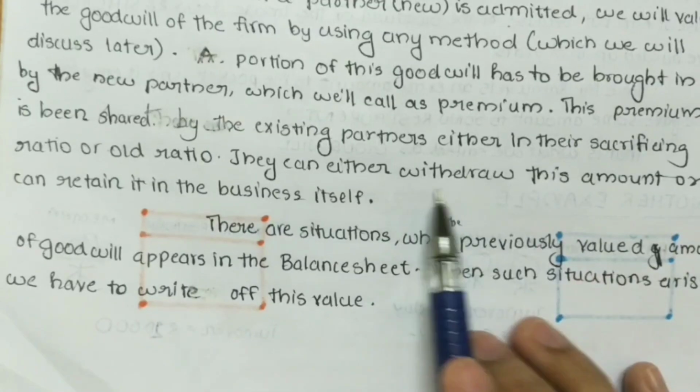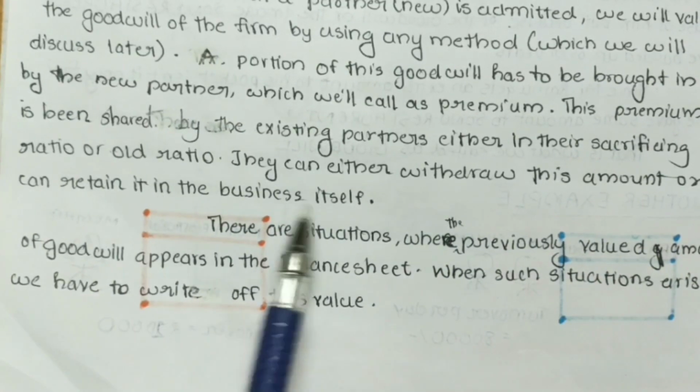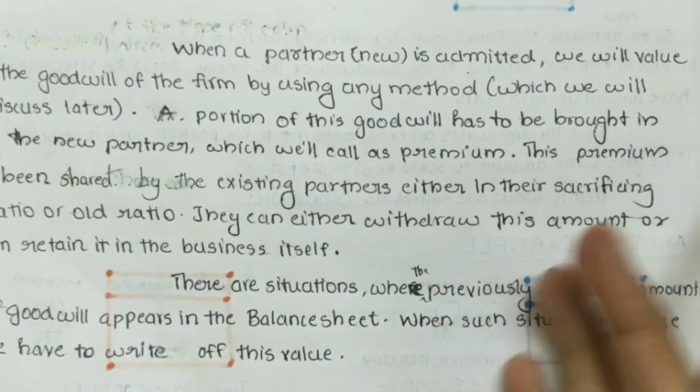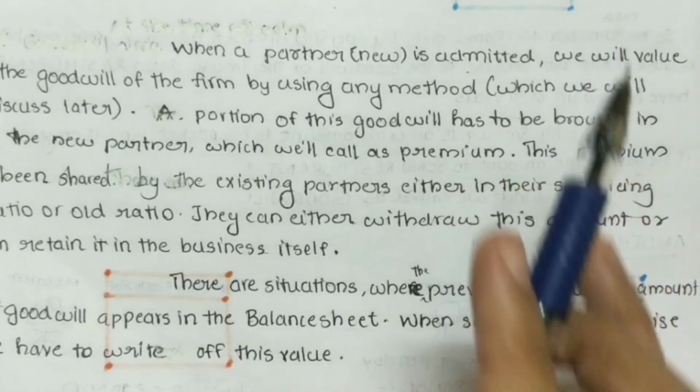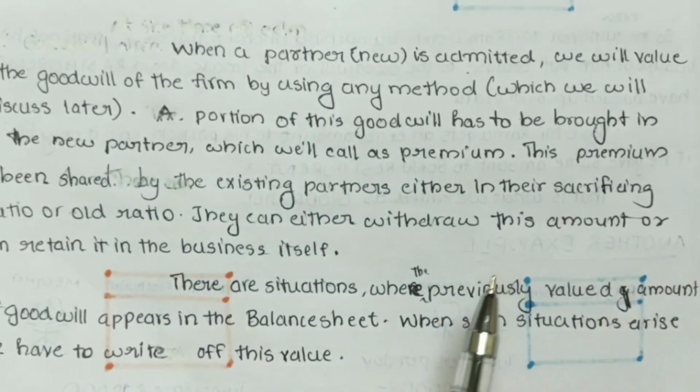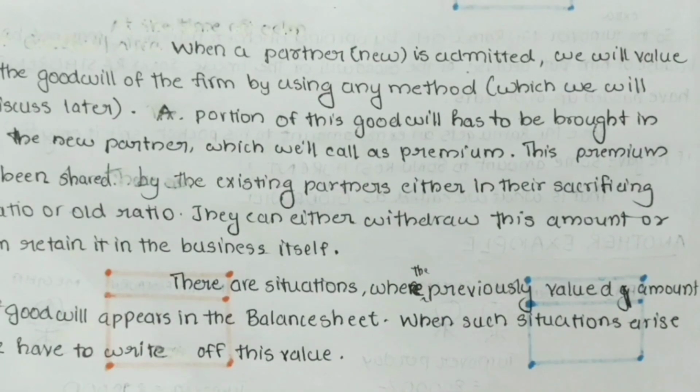They can either withdraw this amount or retain it in the business itself. The goodwill premium amount brought in by the new partner is shared among the old or existing partners in their sacrificing ratio. They can either withdraw this amount or retain it in the business itself.